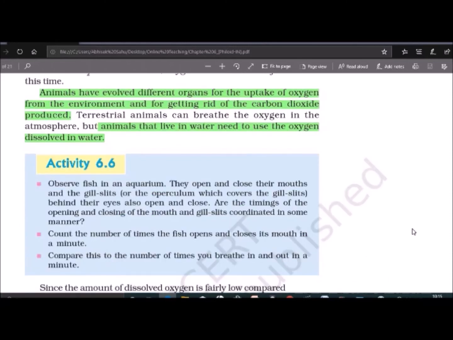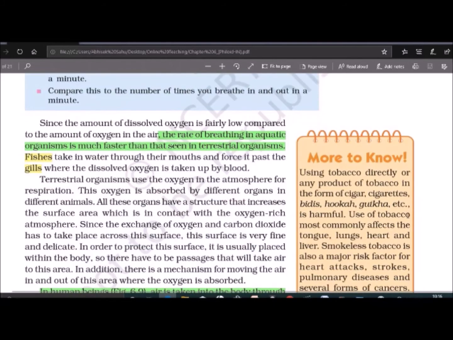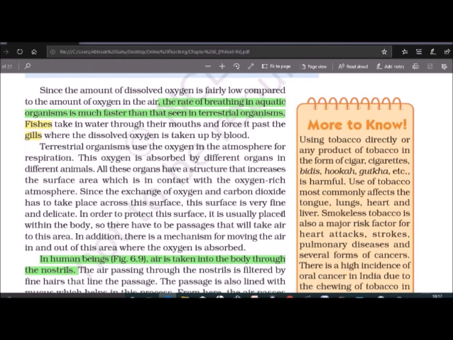In unicellular organisms like amoeba and paramecium, respiration takes place through direct diffusion. And in multicellular organisms, respiratory organs like gills, lungs and skin help in respiration. In the case of fish and snail, their respiratory organ is the gill. In the case of amphibians, reptiles, birds and mammals, their respiratory organ is the lungs. And in the case of frog and earthworm, they respire through their skin.